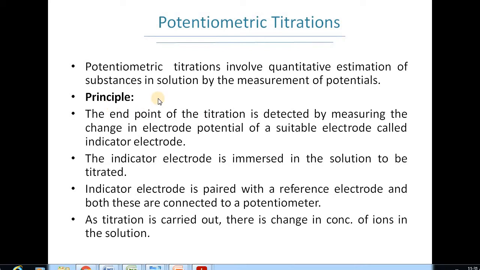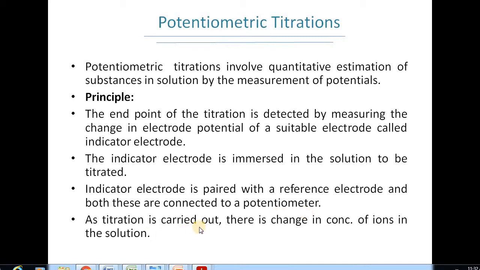So what is the principle of these titrations? The endpoint of the titration is detected by measuring the change in electrode potential of a suitable electrode, which is known as the indicator electrode. This indicator electrode is immersed in the solution to be titrated. And this indicator electrode is further paired with a reference electrode, and both are connected to a potentiometer.